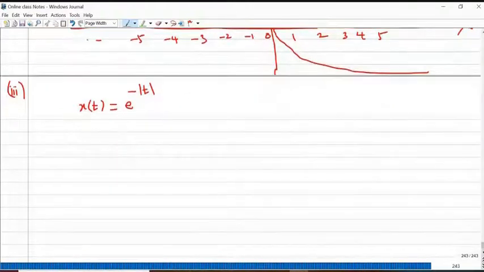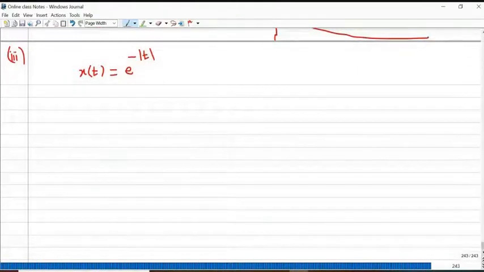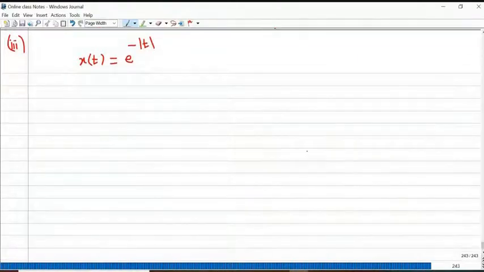So next problem: x of t equal to e power minus modulus t. So first one was delta t, second one e power minus a t u(t), third one x of t equal to e power minus modulus t. Now how to solve this problem? Find the continuous time Fourier transform of this particular signal.